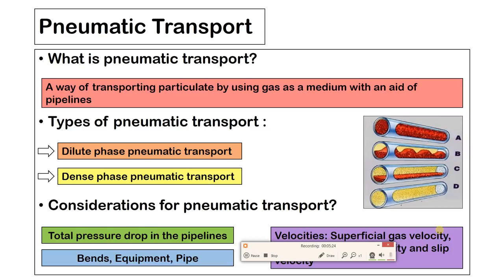Upon designing pneumatic transport, there are three things that need to be focused on. First is the total pressure drop in the pipeline. Second are bends, equipment, and pipe. Third are velocities, which include superficial gas velocity, solid velocity, and slip velocity.